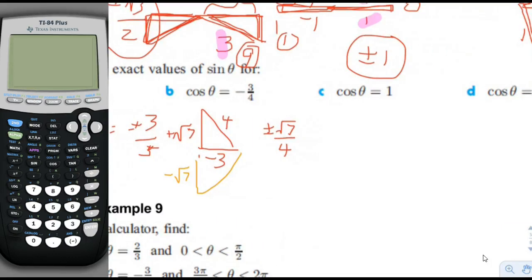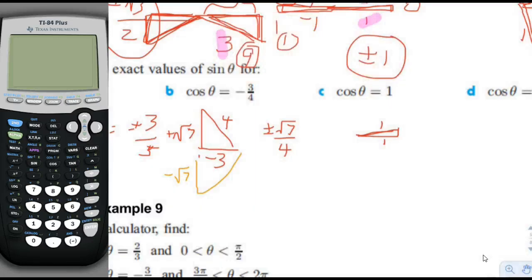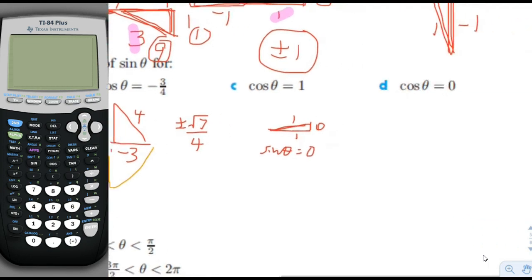Okay, cosine theta equals 1. When does cosine theta equal 1? Let's see, it could be this flat triangle here, where the adjacent is 1, the hypotenuse is 1. And it could be this other triangle here. No, it couldn't. So I think that's the only triangle from 0 to 360 degrees where cosine is 1. Let's see. So if this is the triangle, then what is the sine? Well, the sine is just 0, right? Because it's a flat triangle.